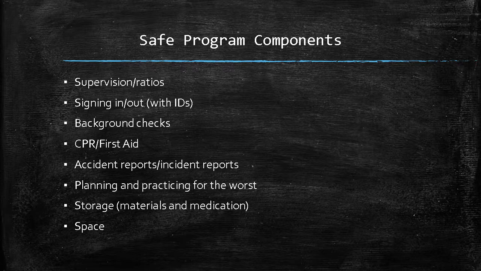So we're going to go over some of the components of safe programs. The biggest thing is your supervision and ratios. That's why an analyst who comes out, and that's why any accrediting body, and that's why Title V lowers their ratio threshold, is because it is so important. Having staff maintaining ratios and providing adequate supervision and doing their counts is what keeps children safe.